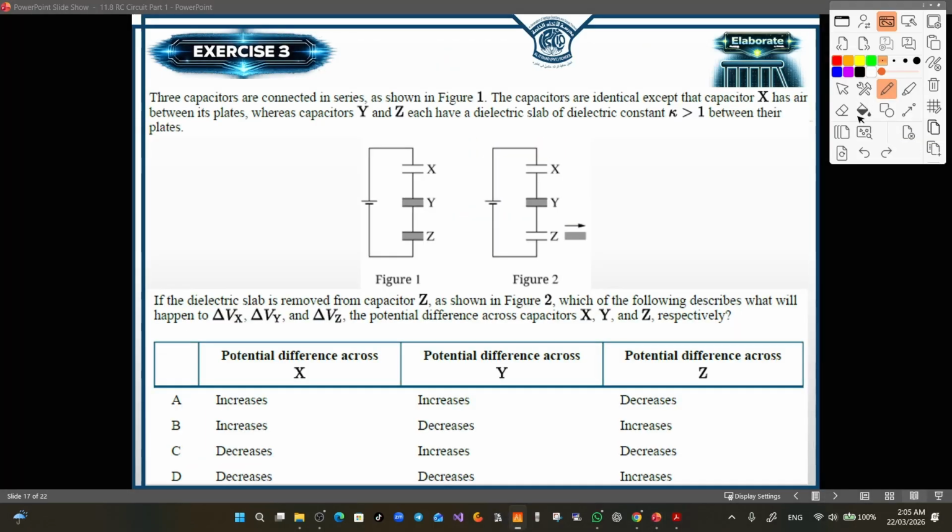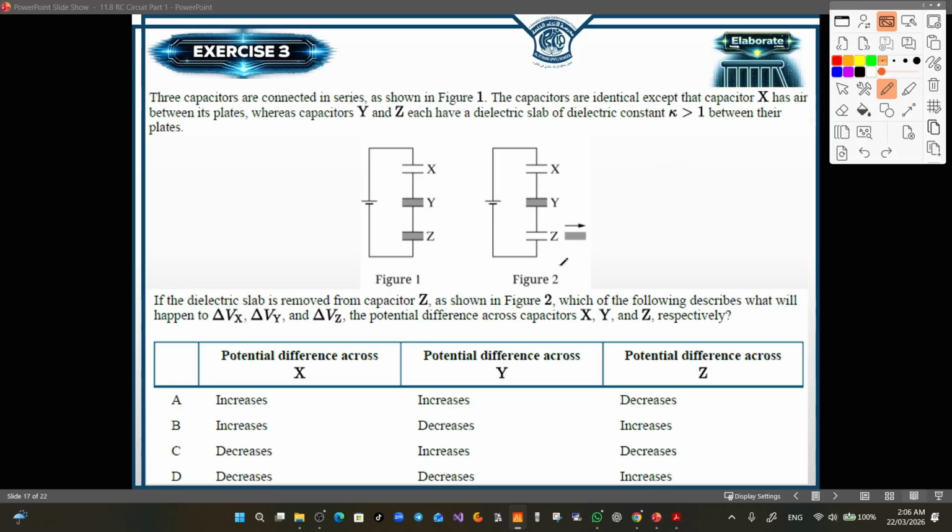3 capacitors are connected in series as shown in figure 1. The capacitors are identical except the capacitor X has air between its plates, whereas capacitors Y and Z each have a dielectric slab of dielectric constant kappa greater than 1 between their plates. If the dielectric slab is removed from capacitor Z, this is the second trial, in figure 2, which of the following describes what will happen to delta Vx, delta Vy, and delta Vz, the potential differences across capacitors X, Y, and Z respectively?